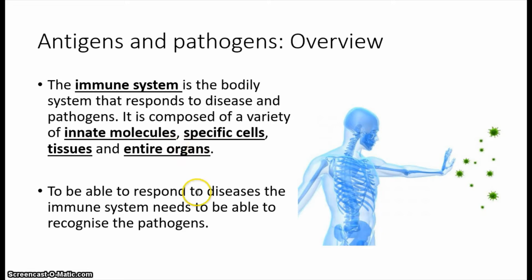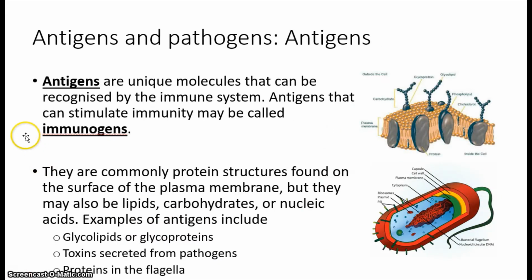To be able to respond to disease, the immune system needs to be able to recognize pathogens, and that's going to move us on to our next point where we begin to look at antigens. Antigens are unique molecules that can be recognized by the immune system. Antigens can stimulate immunity and can also be referred to as immunogens.